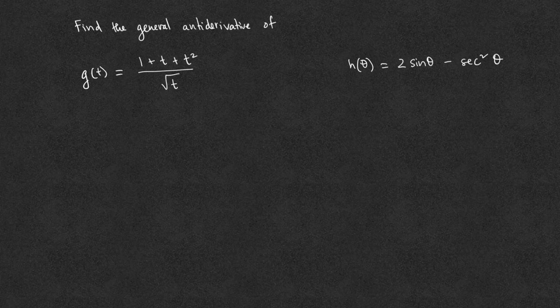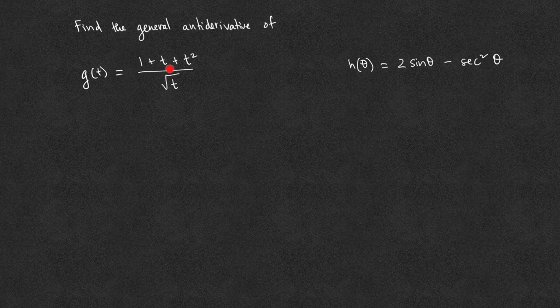Find the general antiderivative of g of t equals the quantity 1 plus t squared over the square root of t, and h of theta equals 2 sine theta minus secant squared theta. As of now, we don't have any rule to find the antiderivative yet, so we will have to guess and check. To guess and check, it is better to have the function term by term.